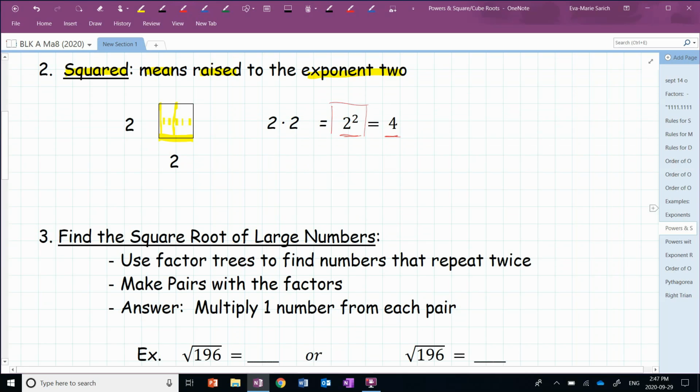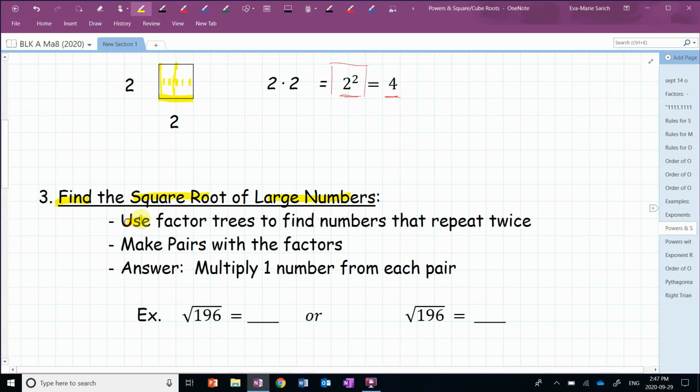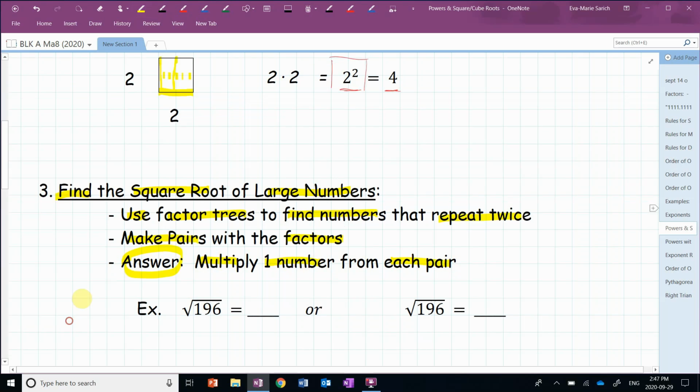Now, the next thing is to be able to find the square root for large numbers. So what are we going to do with this? The way to handle it is to use factor trees. And in those factor trees, we're looking to find numbers that repeat twice. Now we're going to make pairs of those factors. So we're going to see how many pairs that we can find. And then to get the final answer, we're going to multiply one number from each pair.